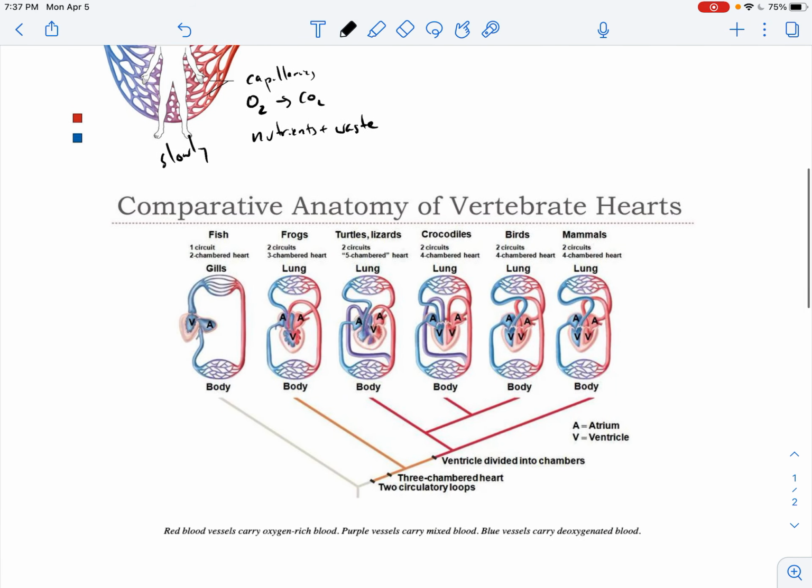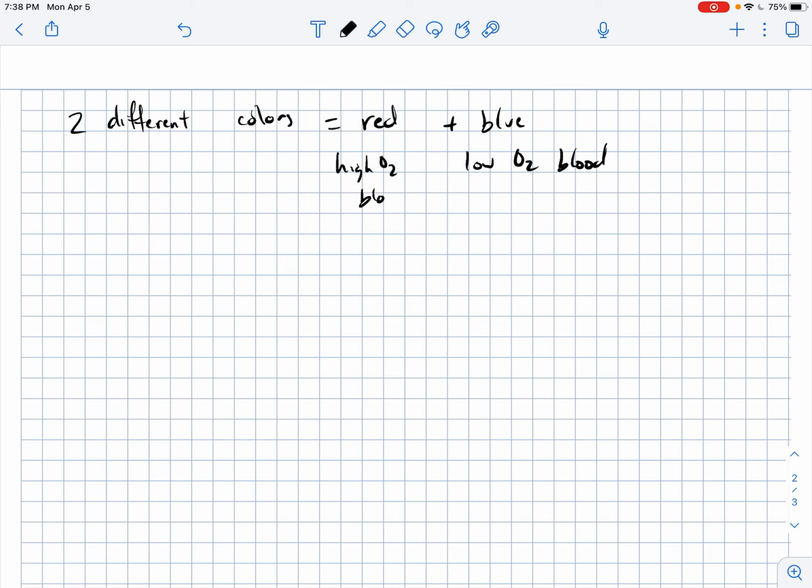Now right here we have a little diagram of what other organisms have. And we're going to draw them out down below to look at them and discuss them further. It wouldn't be a bad idea to grab 2 different colored pens. You should get red and blue. Blue, again, represents low oxygenated blood, and red is high O2 blood.